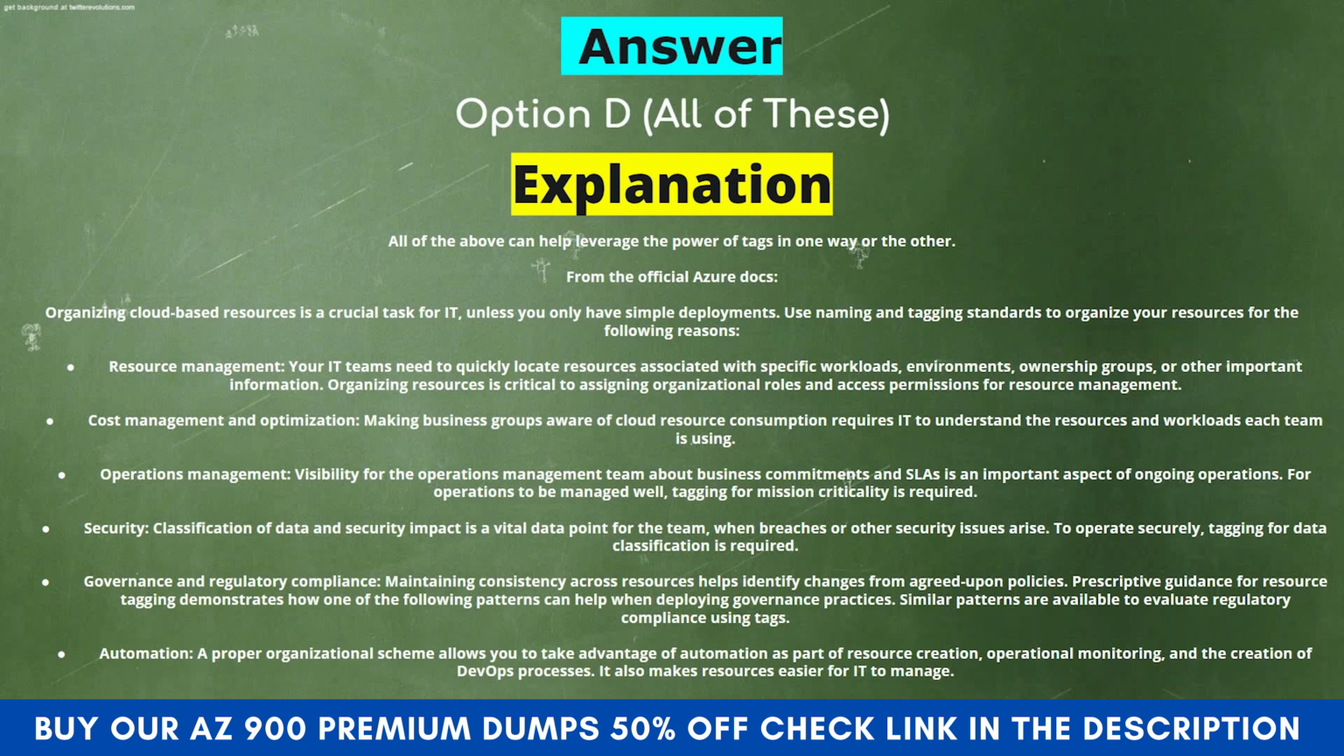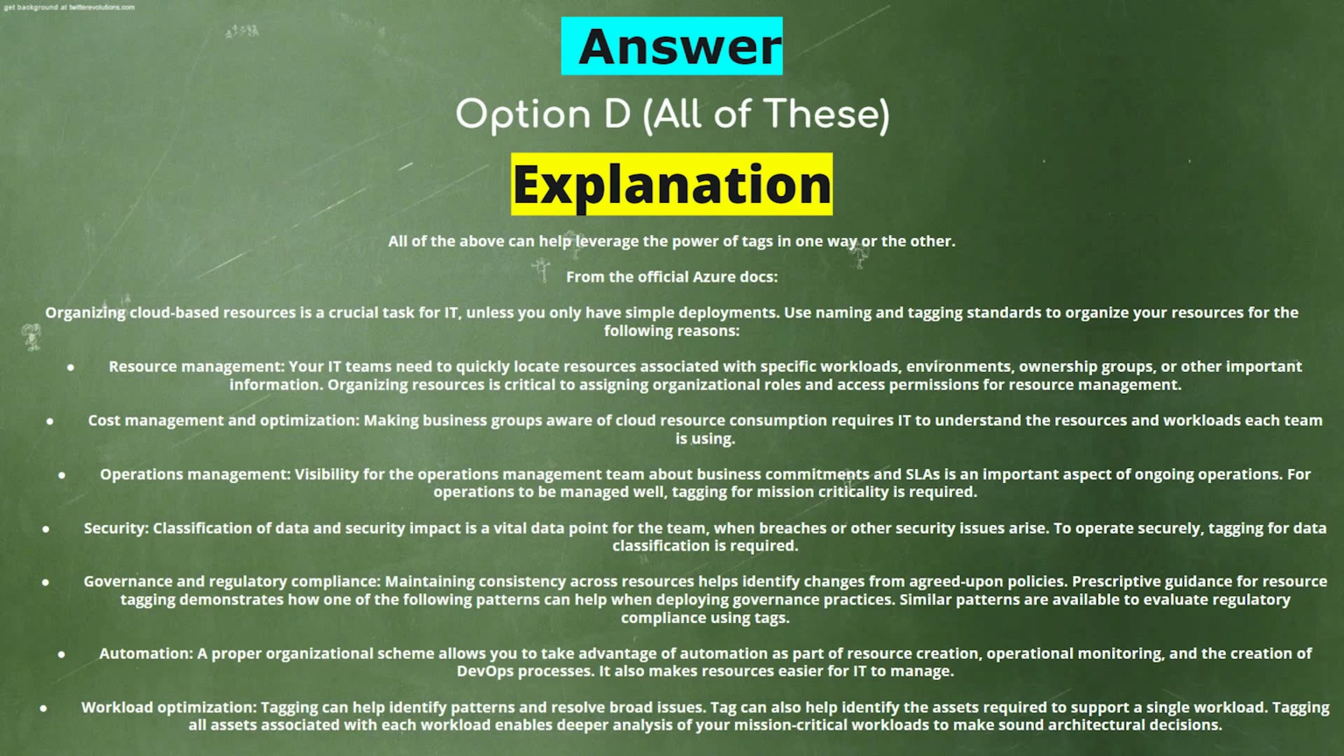Number 7. Workload optimization. Tagging can help identify patterns and resolve broad issues. Tags can also help identify the assets required to support a single workload. Tagging all assets associated with each workload enables deeper analysis of your mission-critical workloads to make sound architectural decisions.